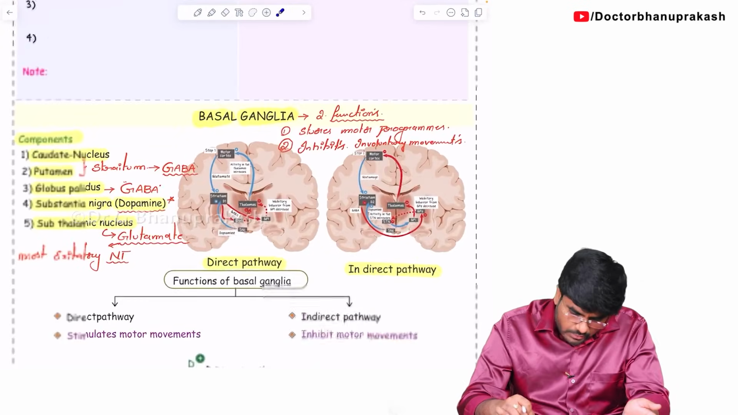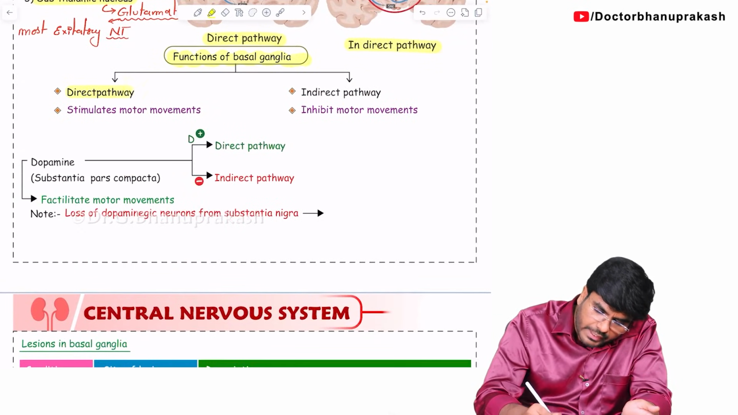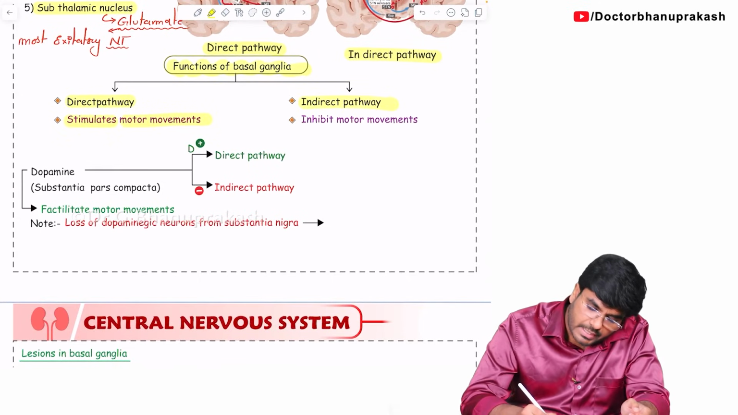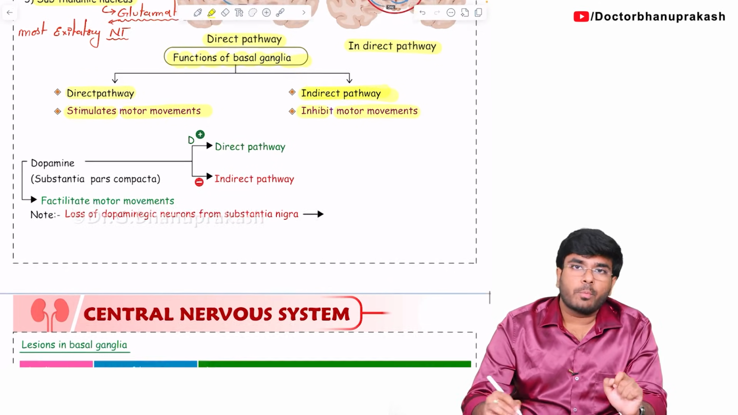So now, what are the functions of the basal ganglia? I have told you there are two pathways, the direct pathway and the indirect pathway. The direct pathway always facilitates motor movements, stimulates the motor movements. The indirect pathway inhibits the motor movements, it stops the motor movements. Now, let me add a few more important details.